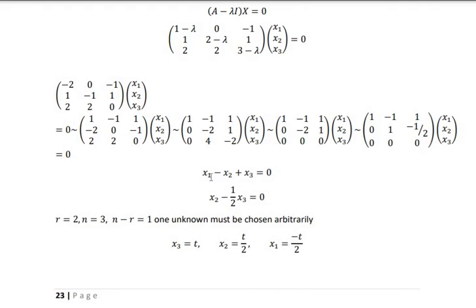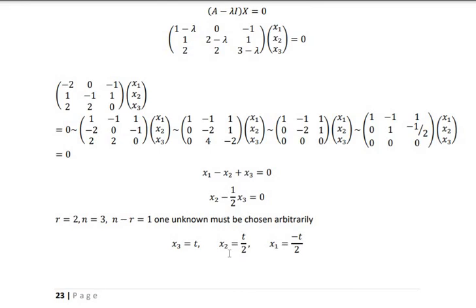Then when you multiply, you will get x1 minus x2 plus x3 equal to 0, and x2 minus 1/2 x3 equal to 0, where the rank r is equal to 2, and n, the number of unknowns, is equal to 3, and n minus r is equal to 1. So you take one variable arbitrarily. Take x3 equal to t. Then what is x2? You will get it from this equation: x2 is equal to t/2.